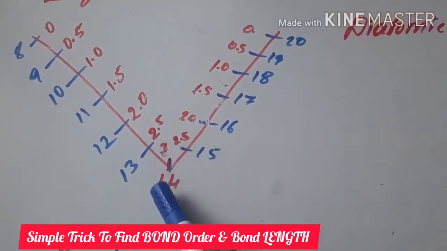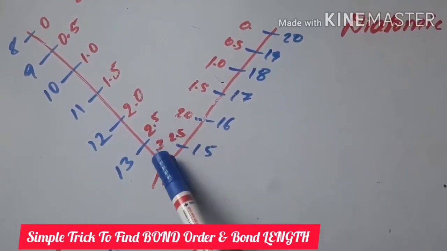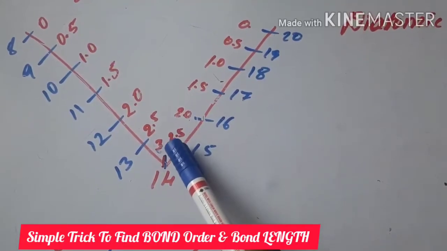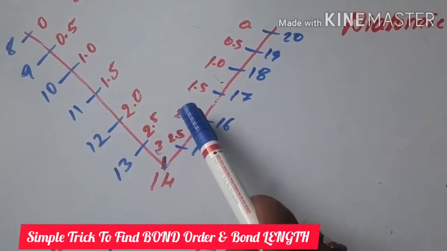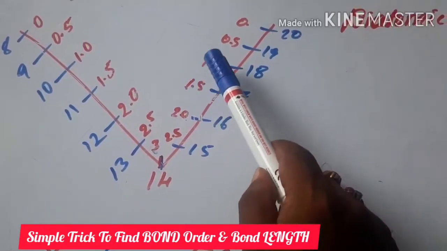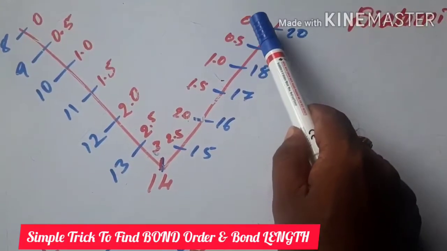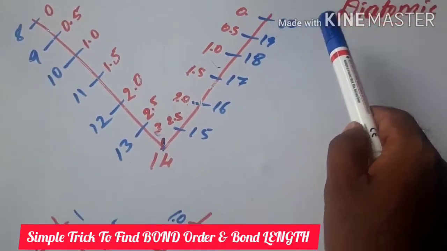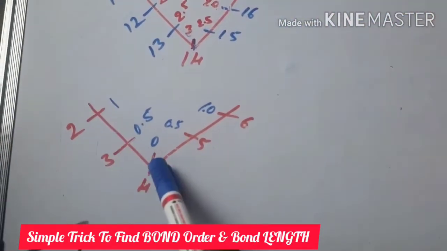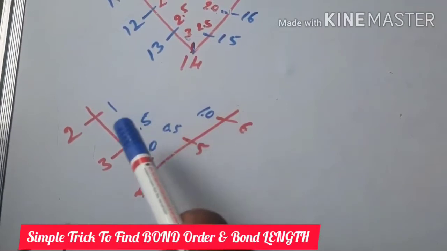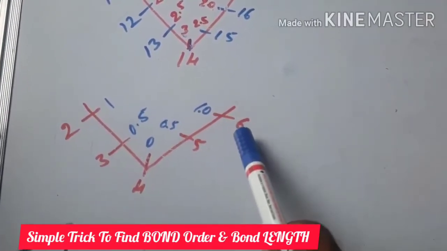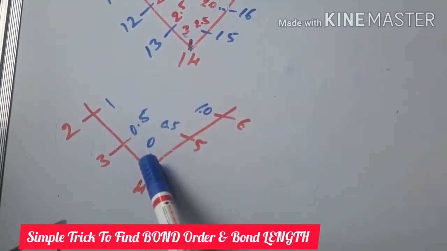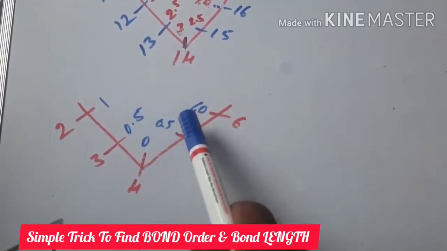For 14 electrons, the bond order is 3. And then it decreases from 3 to 2.5, then 2, 1.5, 1, 0.5, 0 bond order for 20 electrons. And then in the smaller line, in the same manner, for the electrons from 2 to 6, the bond order varies 1, 0.5, 0, and then increases 0.5, 1.